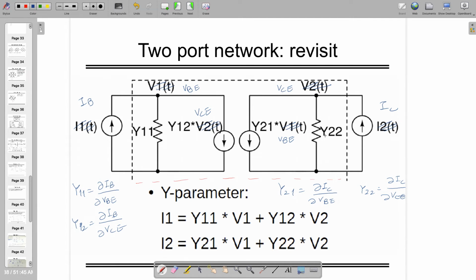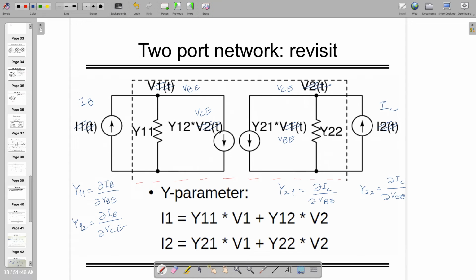Find out Y11 and Y21. Find out y1, y2. Find out y1 and y2. There is no need to draw this. Just find out 4 parameters. Only 4 parameters.